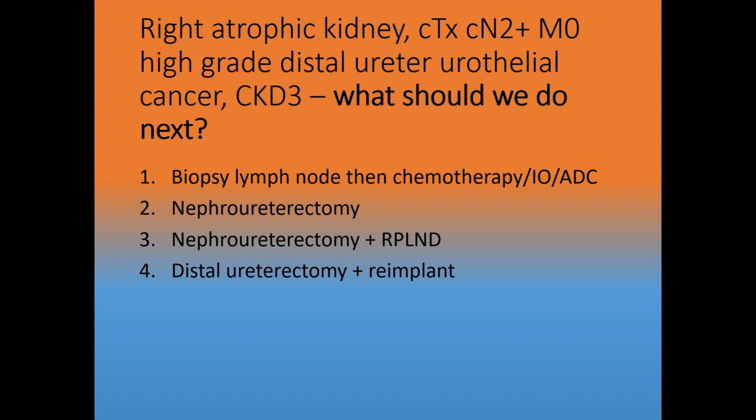Biopsy the node, then chemotherapy or IO or ADC. Do an FRU. I mean, not going to lose much kidney function. Or do an FRU with nodes. Or do you just remove the distal ureter and do a reimplant? Is there a right answer here or a wrong answer?